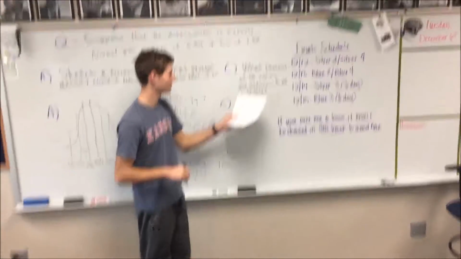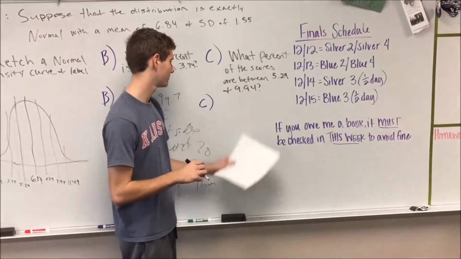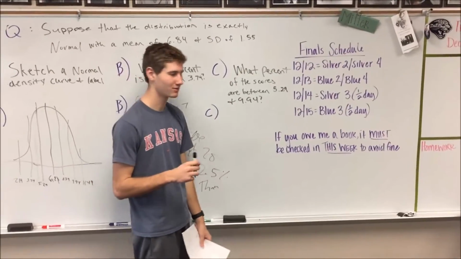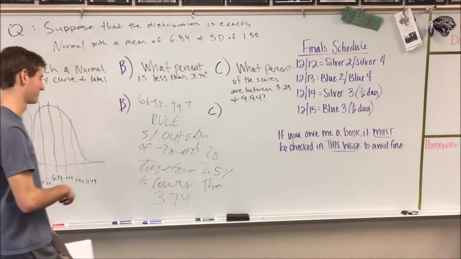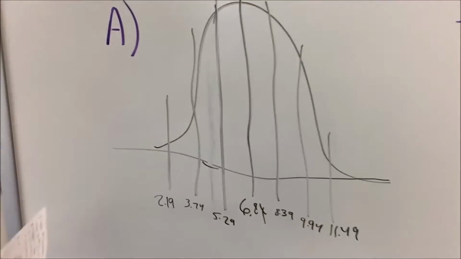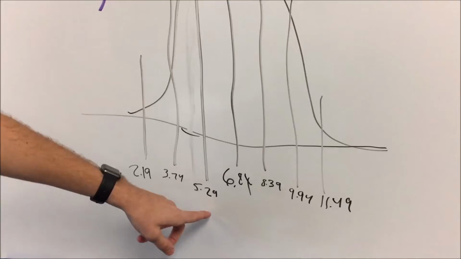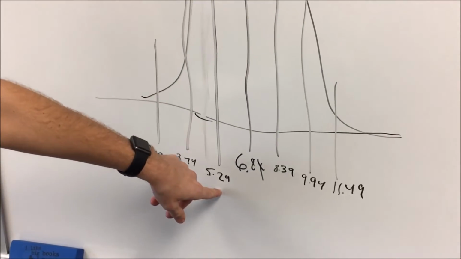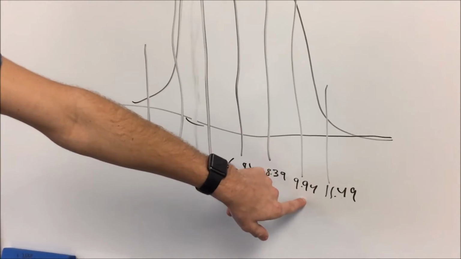What percent of the scores are between 5.29 and 9.94? Okay, so here is 5.29 and here is 9.94.